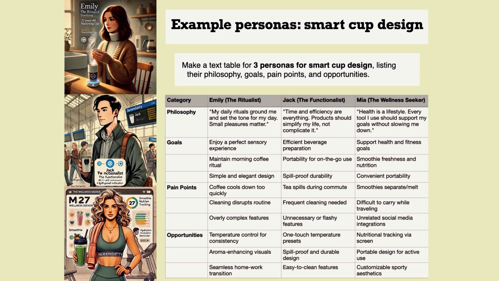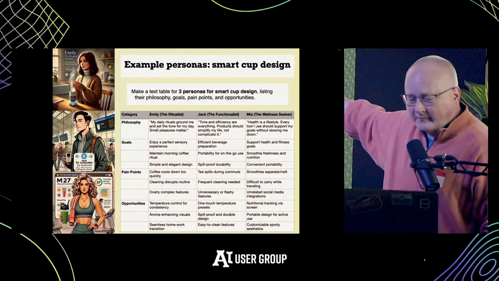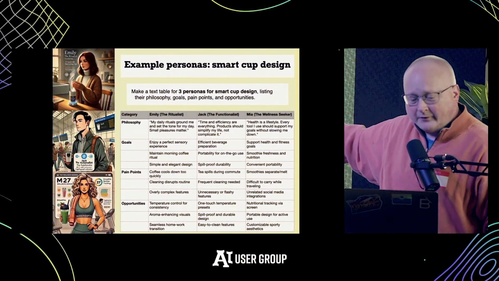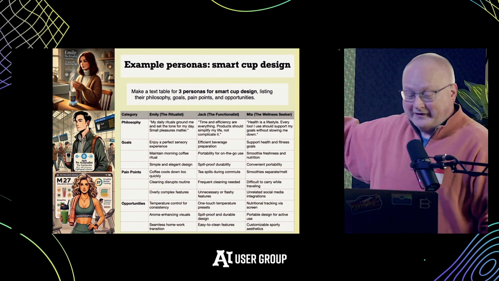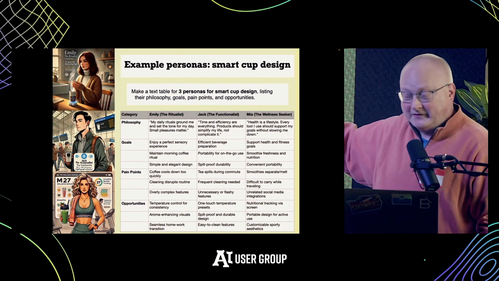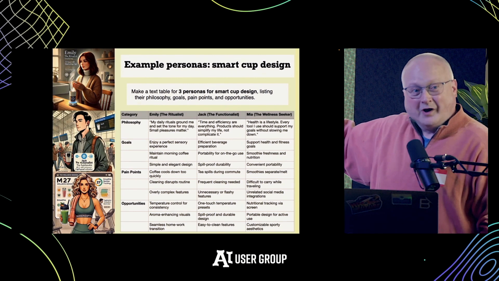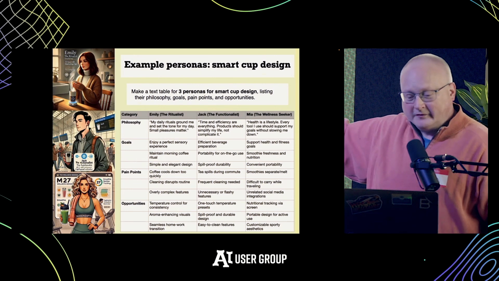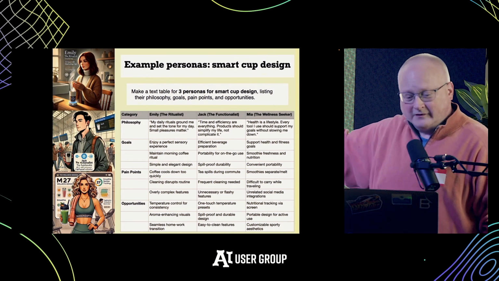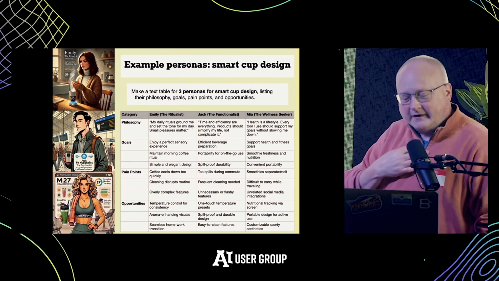So anyway, it makes this table, and this table lists the 3 users across the top, and then it's got their philosophy, goals, pain points, and opportunities. And I'm not going to be reading through all the text here. Again, with ChatGPT, there's tons of text that comes out. So I'll call out a highlight or two on many of these slides, but leave it to the reader to try it out yourself and see.